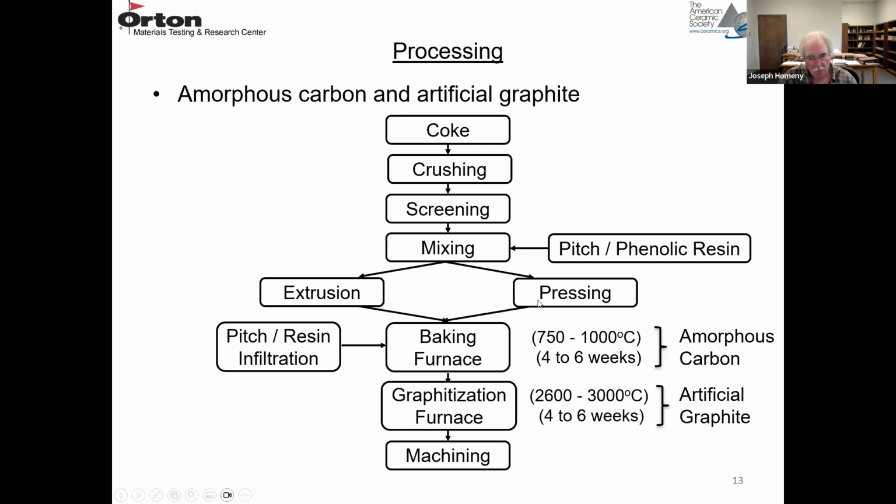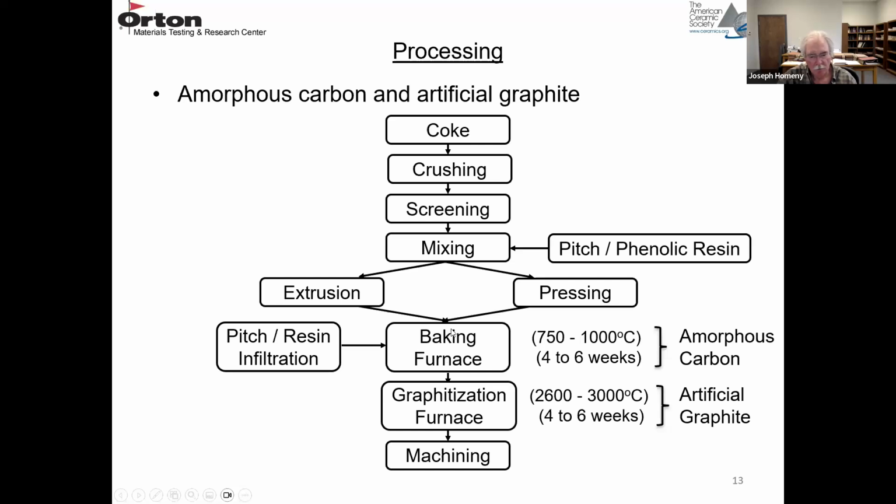So after extrusion or pressing, it goes to a baking furnace. And the baking furnace is maybe 750 to 1,000 degrees C. And you hold it for as long as 4 to 6 weeks. That converts the binder to additional carbon. But at these temperatures, they're pretty low. So you have an amorphous carbon.